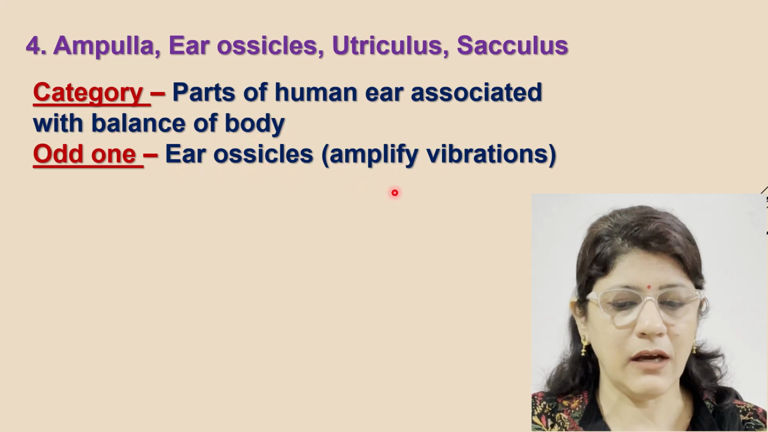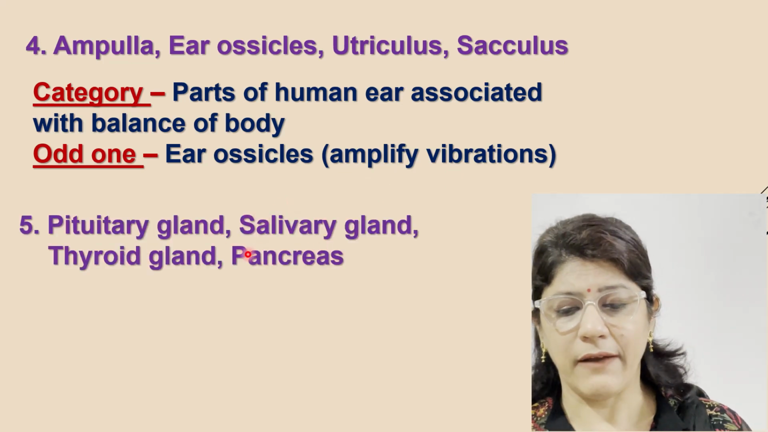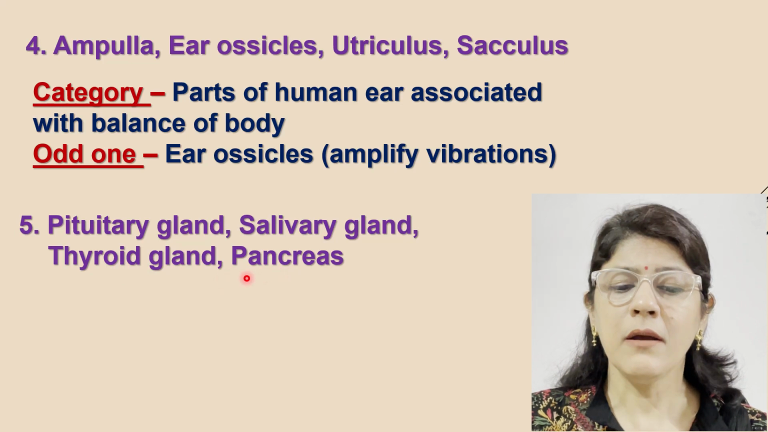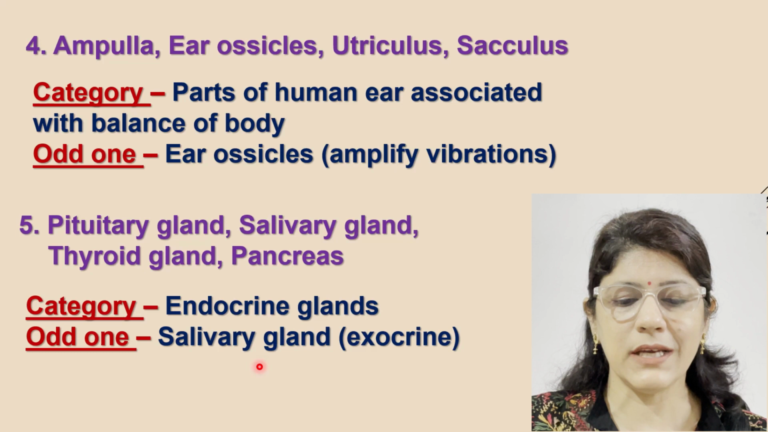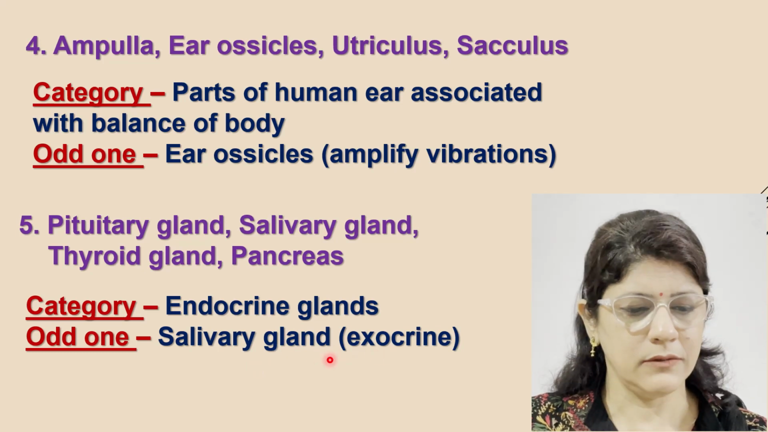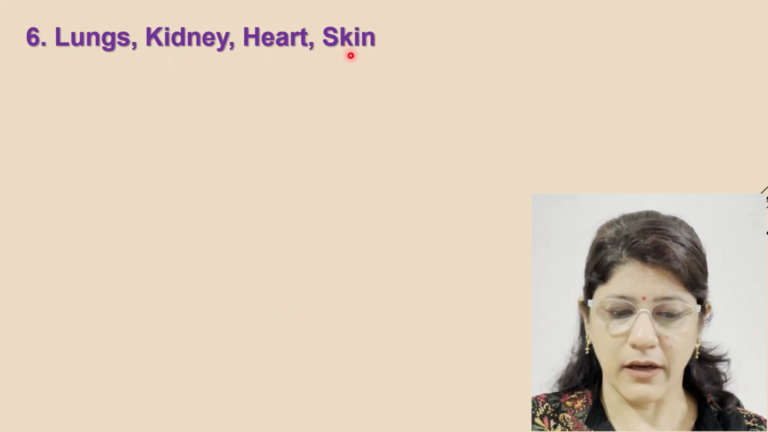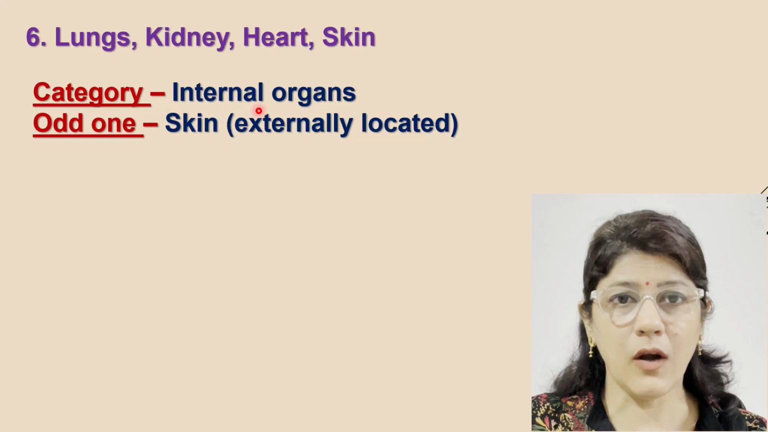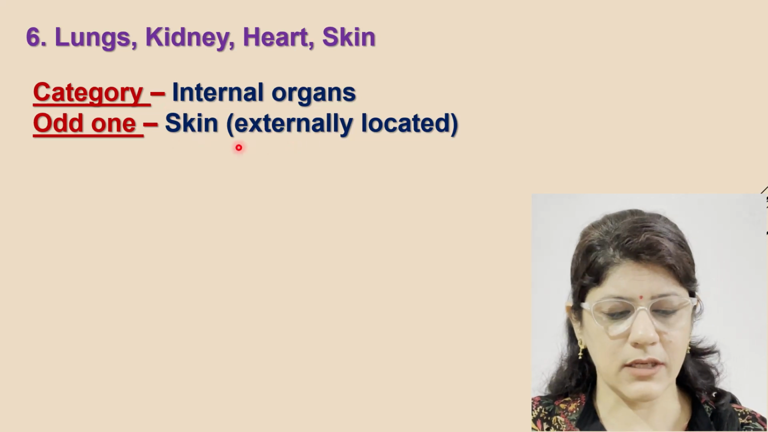they amplify the vibrations. Next is pituitary gland, salivary gland, thyroid gland, and then pancreas. So category is endocrine glands, and odd one is salivary gland because it is an exocrine gland because it has duct. Next is lungs, kidney, heart, and skin. So category is internal organs, and odd one is skin because it is externally located.